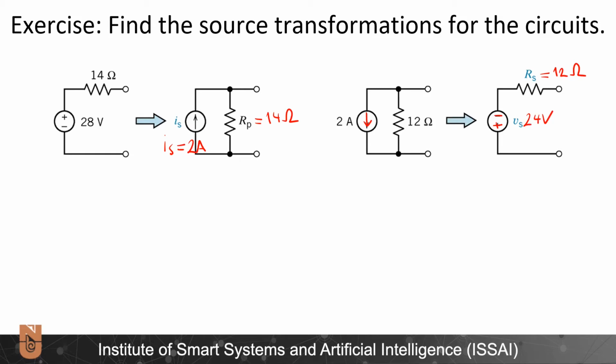We could have also done this source transformation in this form. Here I have Rs. Here I have the source with these polarities, and I write minus 24 volts as the value of the voltage source. Here are the source transformations. Now we will learn how to use these transformations in order to solve the circuit analysis in an easier way.